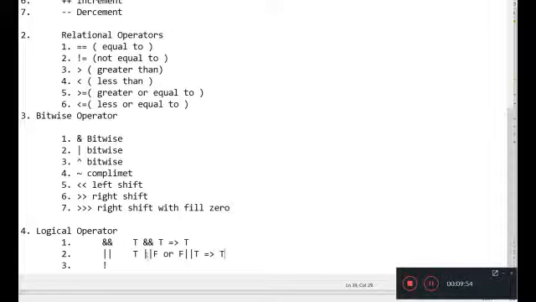A negation will transform true into false. If we negate something that is true, it will be calculated as false. If it is false, it will be calculated as true. So these are the operators that we are going to use during the course in Java.